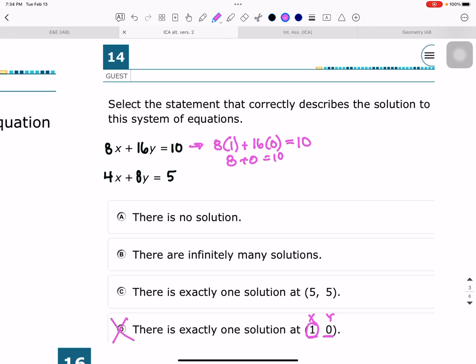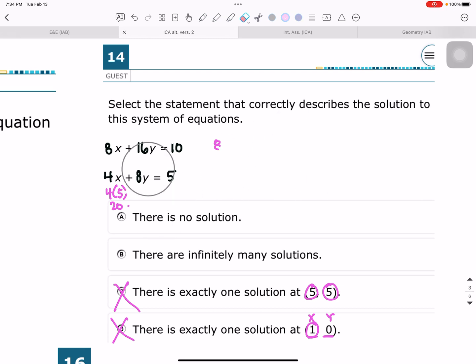All right, let's try 5 for the x and 5 for the y. I can try it in any equation, it should work in both. 4 times 5 plus 8 times 5 equals 5? No, 20 plus 40 does not equal 5. Boom, not that one. All right, let's see. Eeny, meeny, miny, mo, infinite solutions. So you could do that. You could try to see if it's one of the two. If it's not, pick one of the two that you don't know.